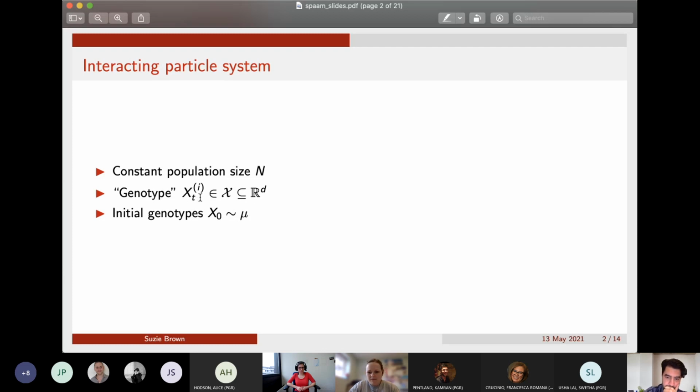And the index t is for the generation, and then the index i is indexing the individual in the t-th generation. And we initialize the particle system by just sampling IID the initial genotype for each of these individuals from some distribution mu, which we assume is known. It's part of the model.